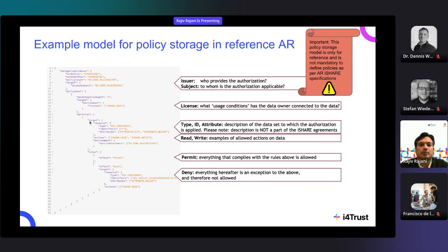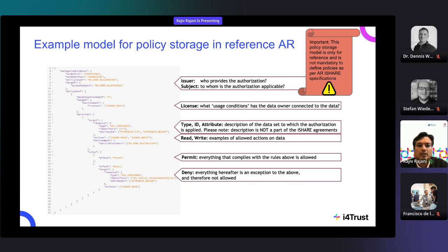Now you can see an example of resource. So in this policy model, a resource is essentially a data set which you want to control or give rights to. And basically it has three open text fields: type, identifiers, and attributes under resource. The values within this are not defined in iSHARE, so it is up to the participants involved what they want to store and share with each other and define what these types, identifiers, and attributes can be.